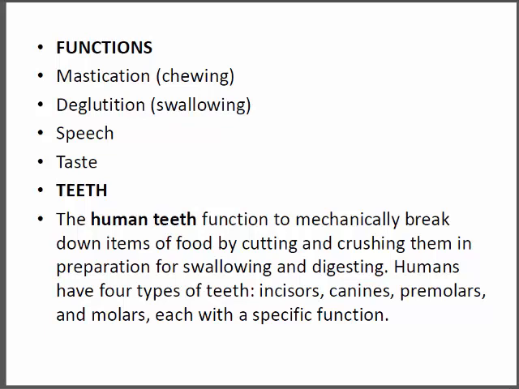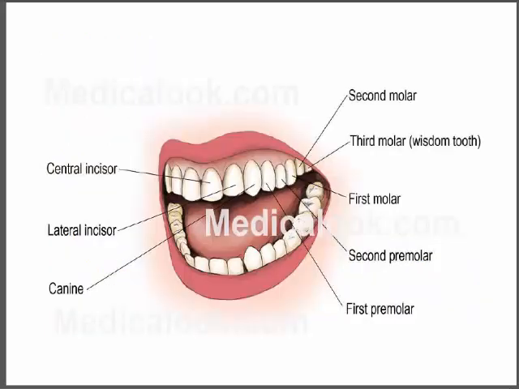Generally the teeth are used to break down big food particles into small size. Humans have four types of teeth: incisors, canines, premolars, and molars, and each has specific functions. And here is the diagram of teeth.